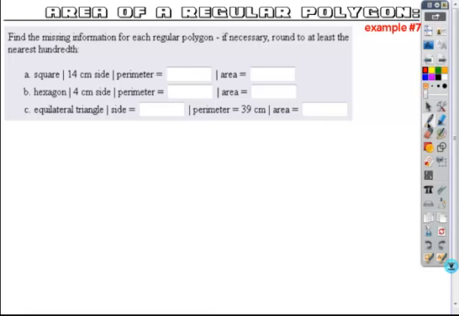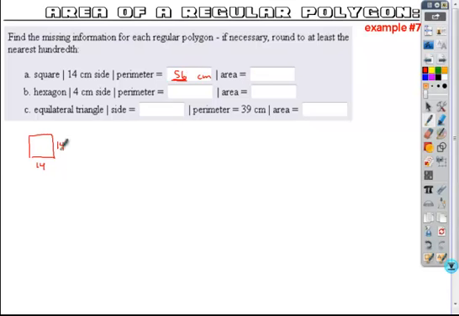So if we look at each of these cases, first looking at our square, if each side length is 14, our perimeter is going to be 4 times 14. 4 times 10 is 40, plus 4 times 4 is 16. 40 plus 16 is 56. Again, you would just enter the numerical part when you enter your answer here, but the units are centimeters.